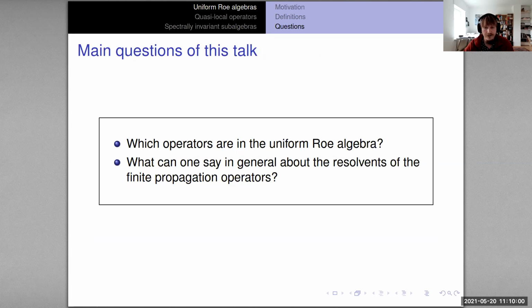And the second question is, what can we say in general about the resolvent of the finite propagation operators? So this is maybe again a bit motivated by the physics here. If you consider the Hamiltonians as sitting inside the uniform Roe algebra, so having finite propagation, and then you're interested in the spectrum of them, you want to compute the resolvent. What can you in general say about these resolvents? And we will see in this talk that the answers to both questions are based on one notion, which I'm going to introduce now, namely the quasi-local operators.